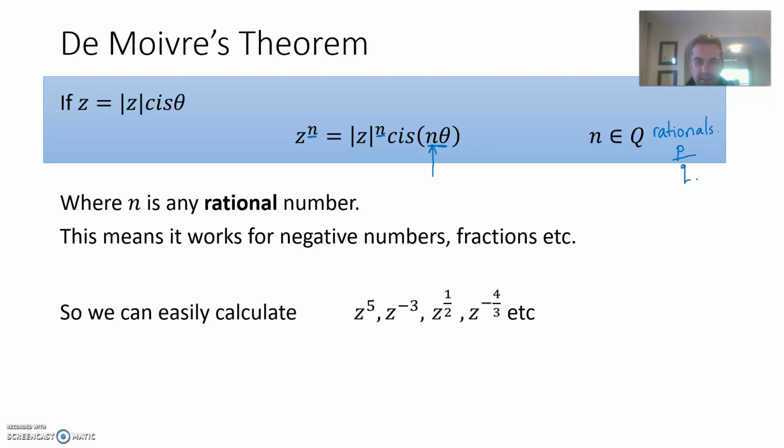So we could do z to the 5, but we could also do z to the negative 3 or z to the power of a half. Z to the power of a half, by the way, is the same as taking the square root of z. So we can take the square root of complex numbers really easily. We could do z to the negative 4/3 if we wanted to. Whatever, as long as it's a rational number, we can do that power. So it is a really, really useful theorem for us.